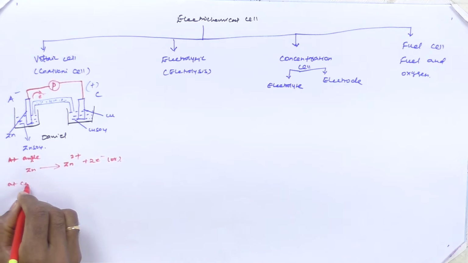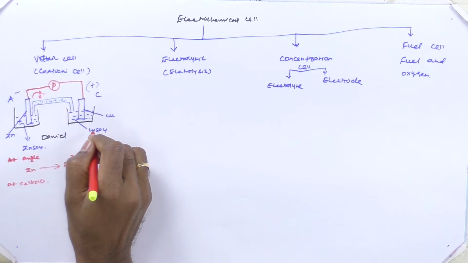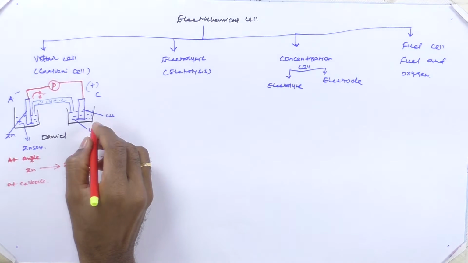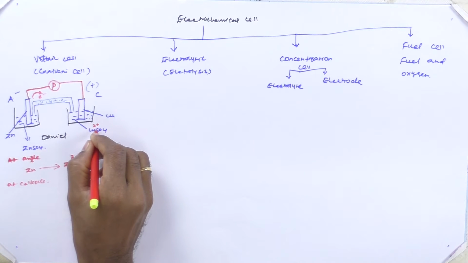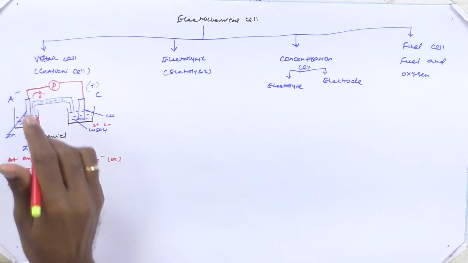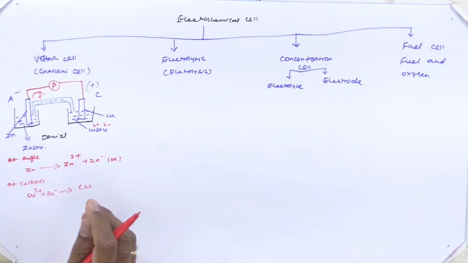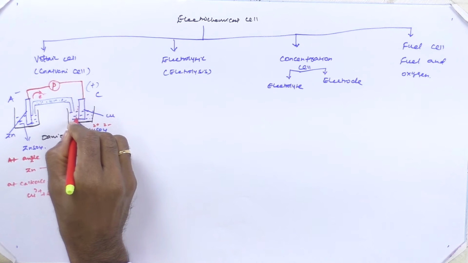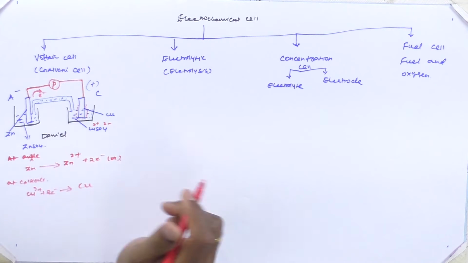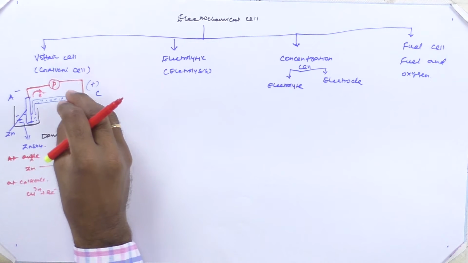At the cathode, the reduction process will take place. Now the copper sulfate, or electron deficient copper cation Cu2+. When you put copper sulfate in water, it becomes Cu2+ and SO4 2-. The Cu2+ will try to get 2 electrons from the anodic compartment and get reduced, and it forms pure copper. The copper will be deposited on the surface of the copper rod. So this is called deposition of copper atoms on the surface of the copper rod.